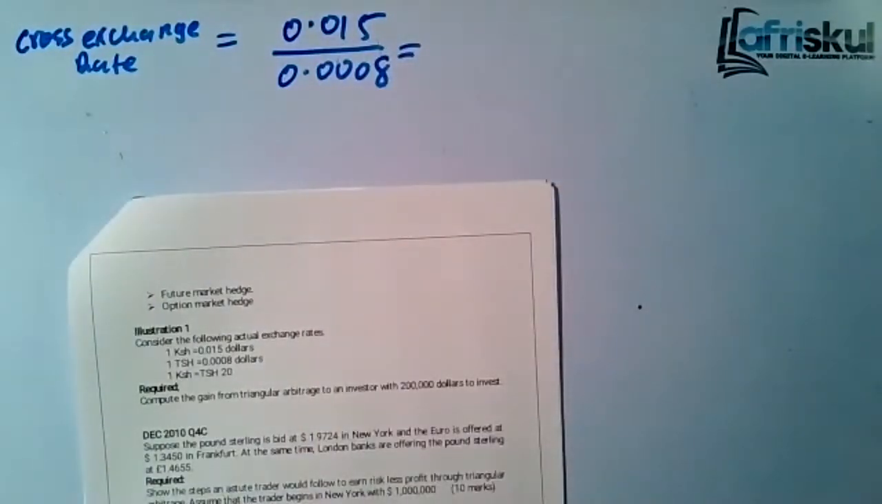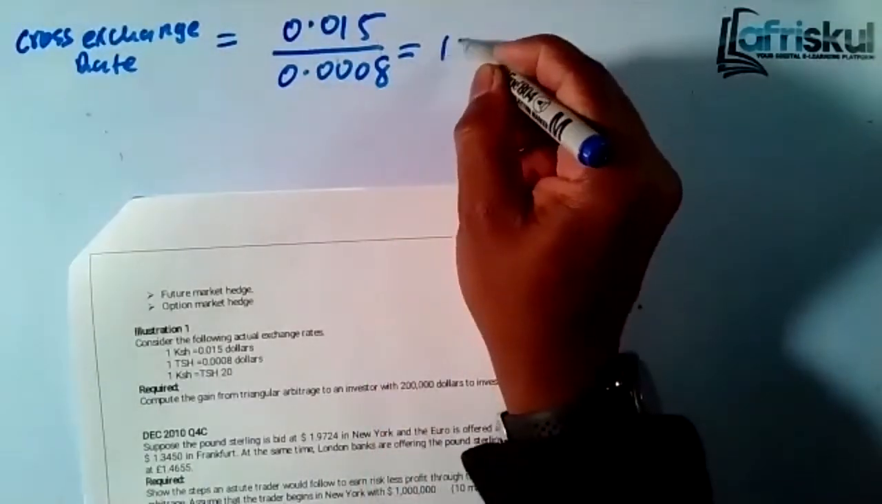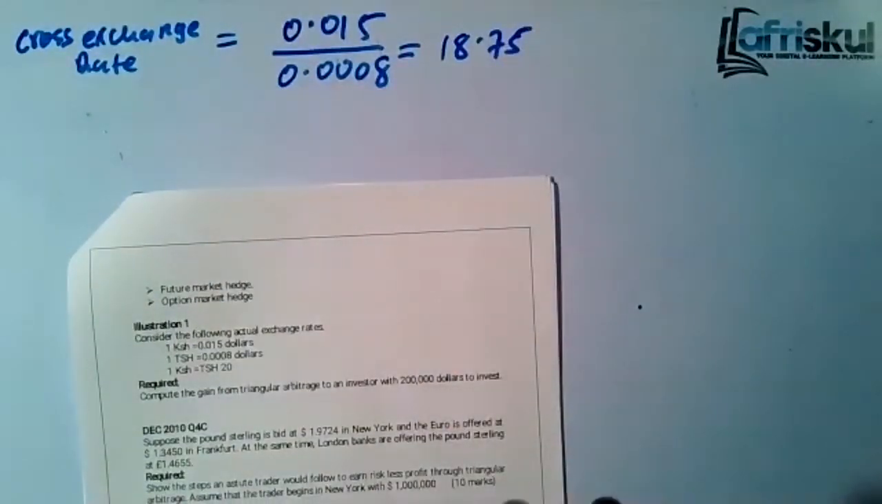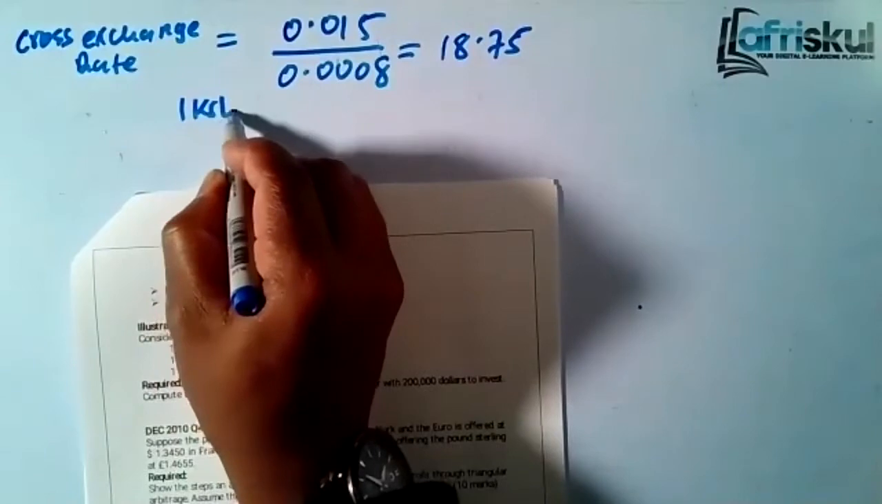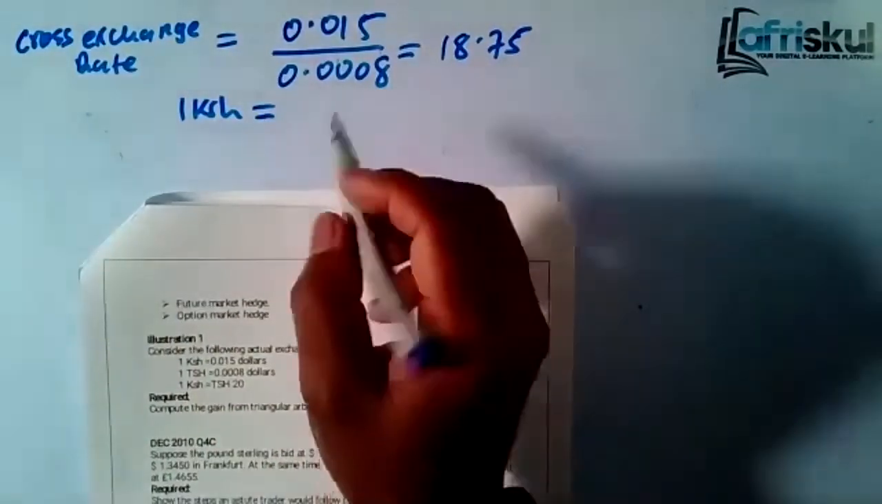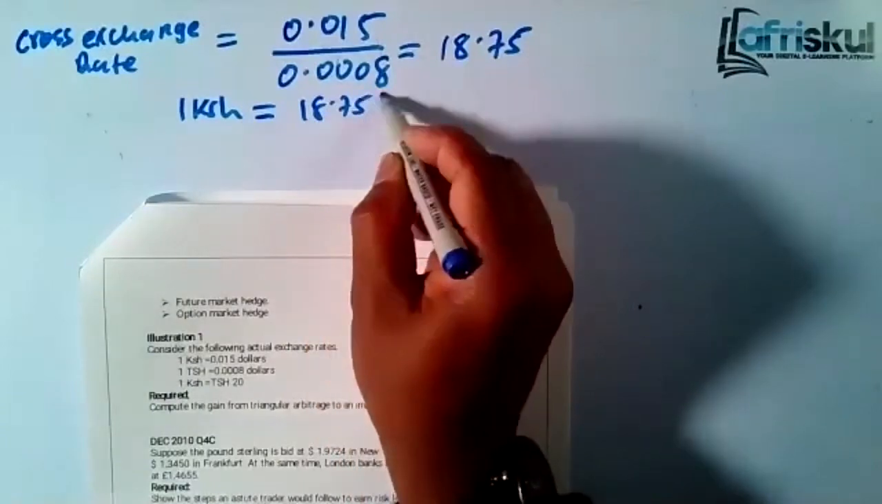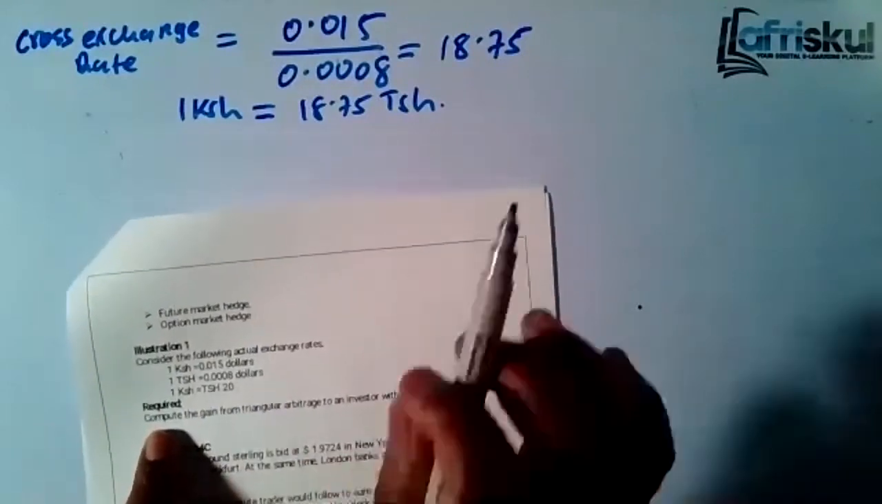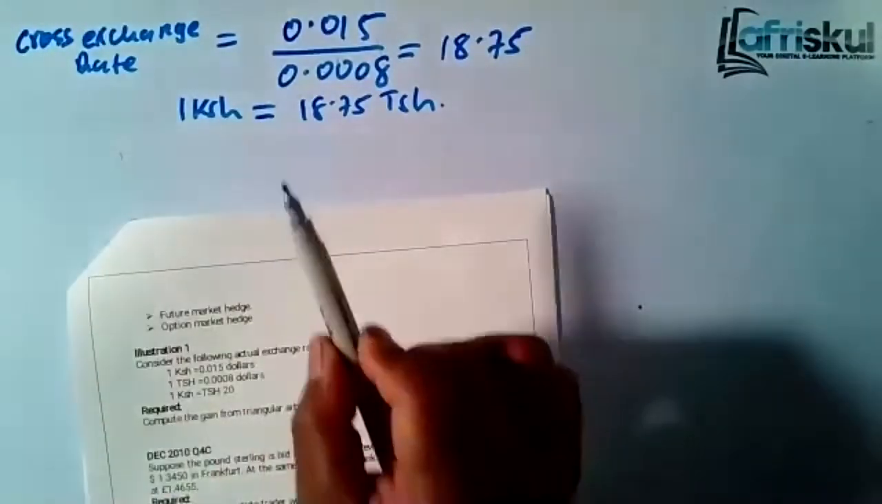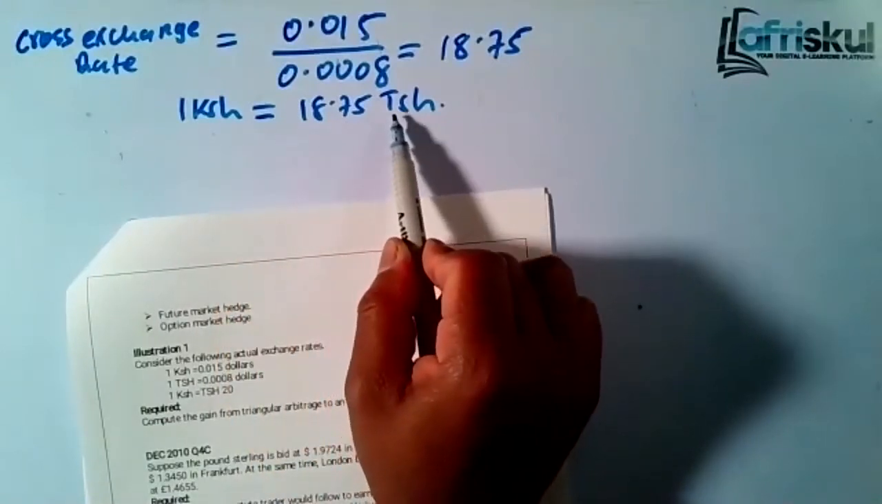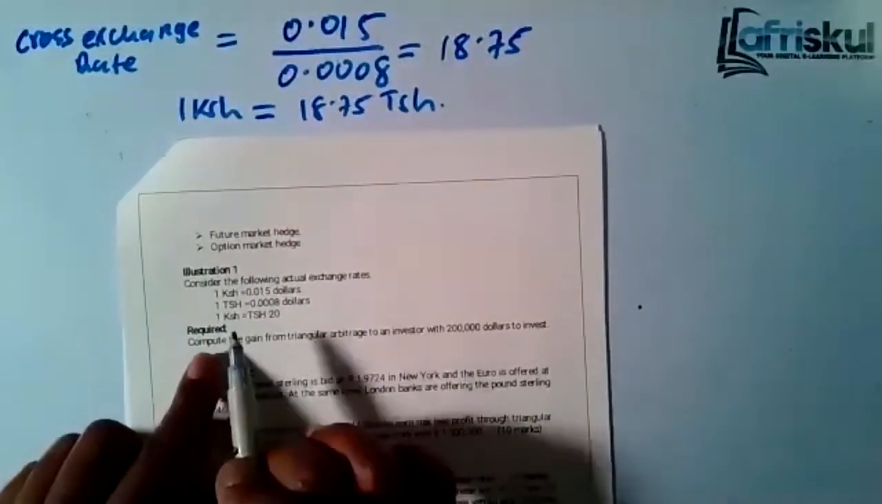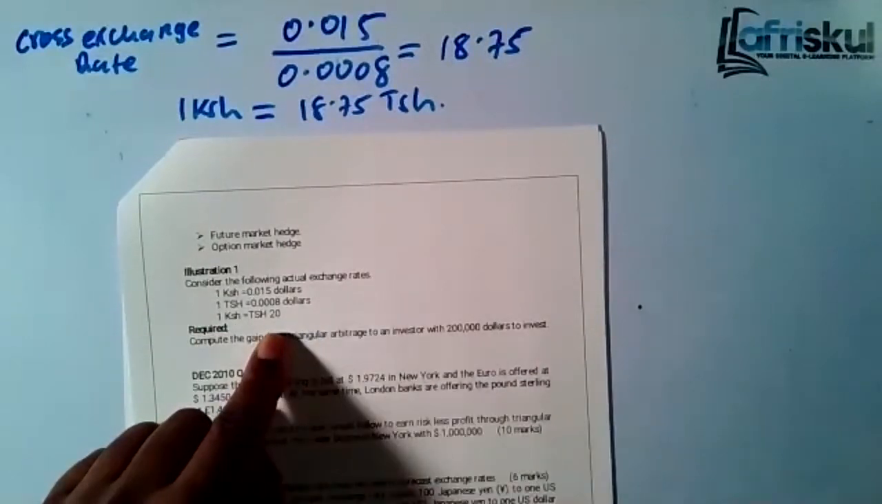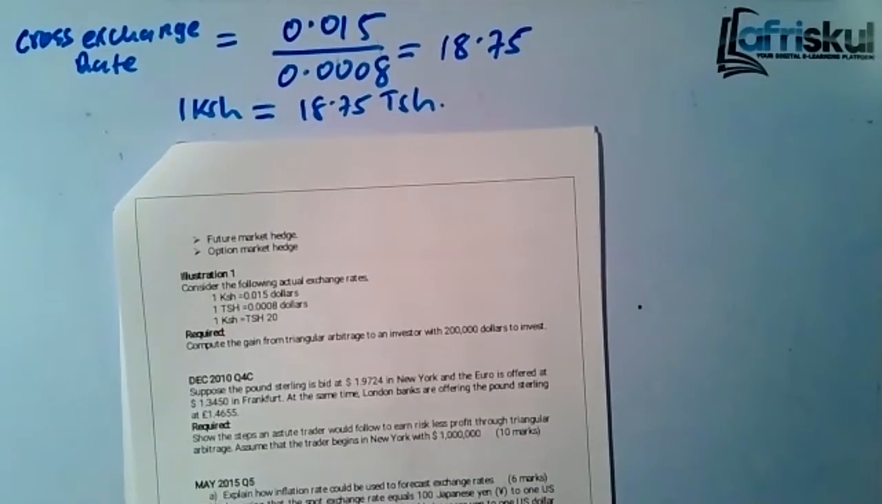0.0008. And by doing that, what do you get? You'll get 18.75. What does that mean? That means 1 Kenyan shilling is the same as 18.75 Tanzanian shillings. But the question says 1 Kenyan shilling is equal to 20 Tanzanian shillings. So the actual cross exchange rate is 18.75, while the market gives 20. That means the Kenyan shilling is overvalued.